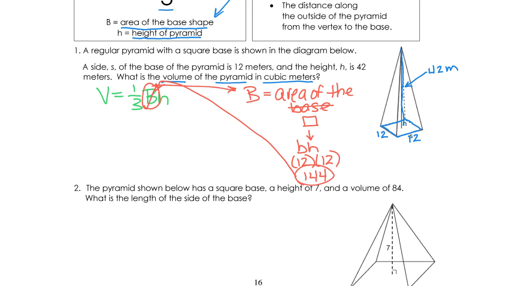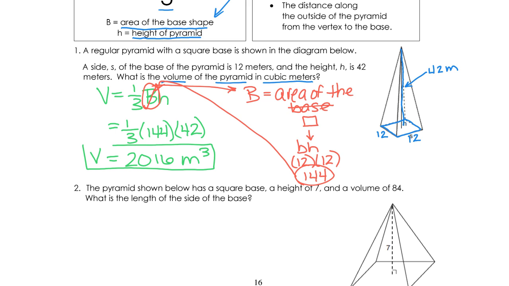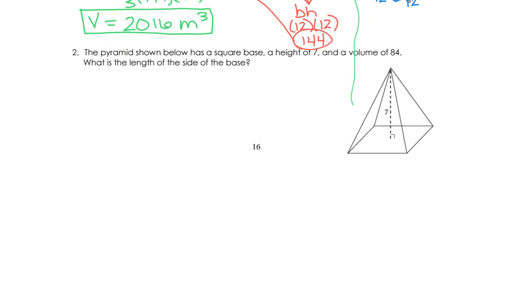So now our volume will be 1/3 times 144 for the area of the base, times the height of the pyramid, which is 42. Everything's going to go in our calculator, so we type in 1/3 times 144 times 42, hit enter, and we end up with 2016 meters cubed, since it's a volume. And there's the volume of our pyramid.